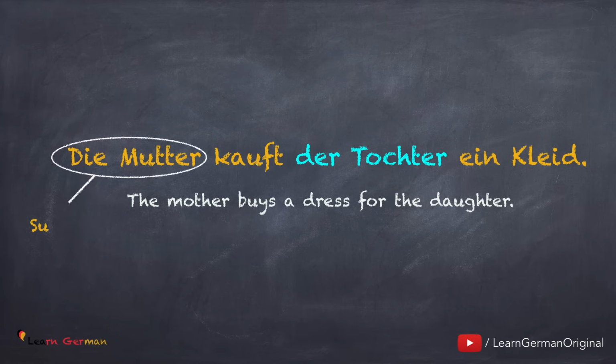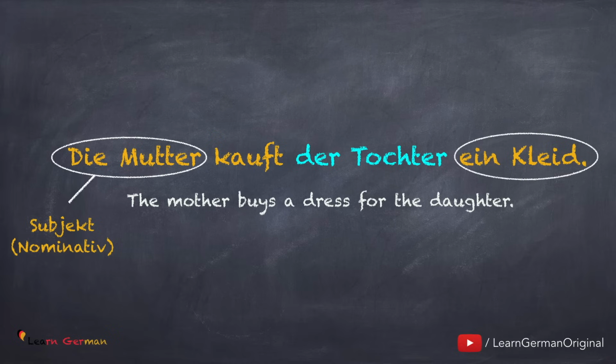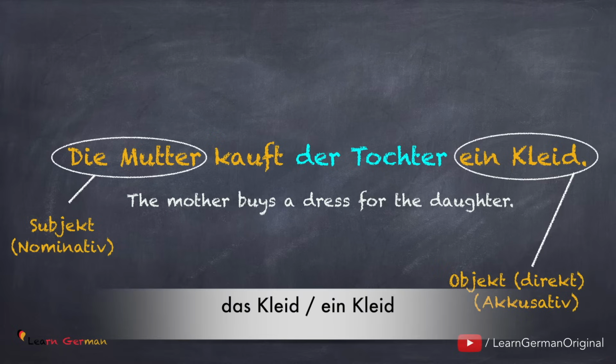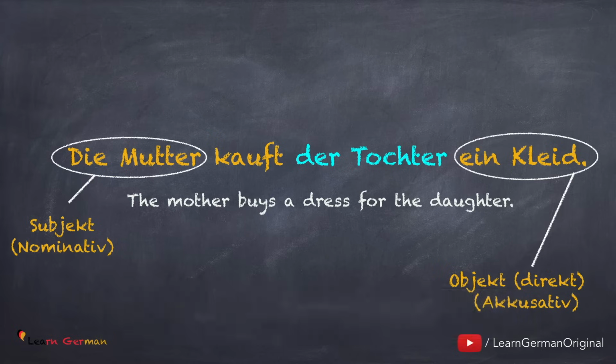In this sentence, die Mutter is the subject and the nominative. Do remember that the nominative always conjugates the verb. If you want to revise the nominative case, you can watch our video on nominative. Coming back to the sentence. Ein Kleid is the directes Objekt or the accusative object. Since the article for Kleid is das and in unbestimmt ein, it does not change to any other article in accusative. It remains the same.